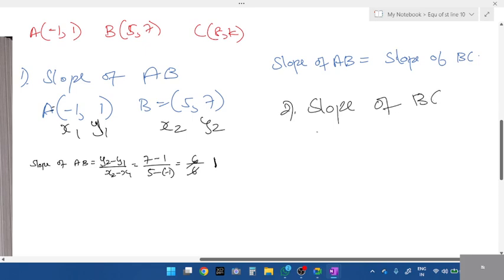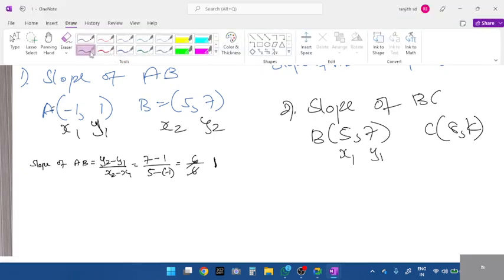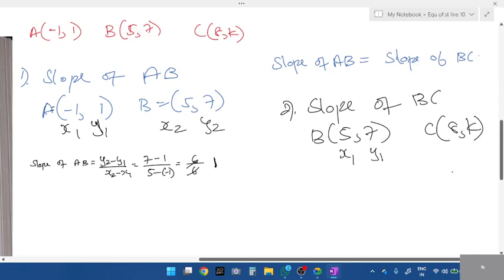If you take slope of BC, take B. B comes first. B is (5, 7). Again, start from the beginning. C is (8, 1). X1, Y1. Just because three values are given, don't take x3, y3, all those things, students. This is the slope formula concept.